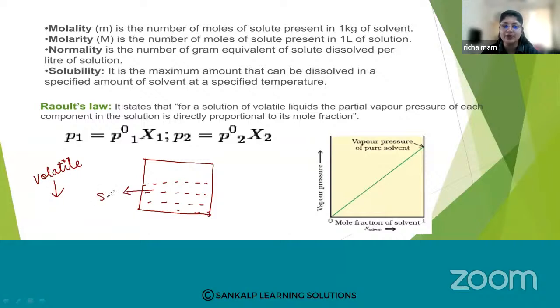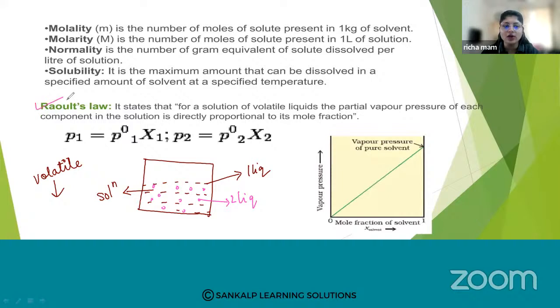So this is a solution, right? Because if only one liquid is present, it is called a pure liquid. Now here two types of liquids are present, so this is a solution. I'll mark this as liquid one, and in another color I'll mark this as liquid two. Both these liquids are volatile in nature, so two types of vapors are formed. Now, for any volatile substance.